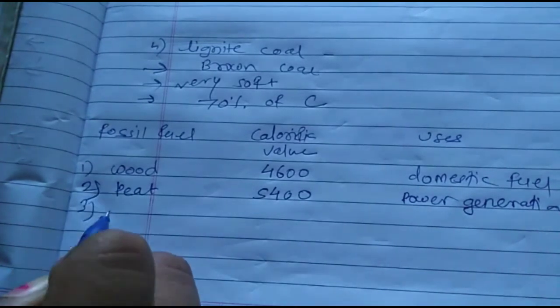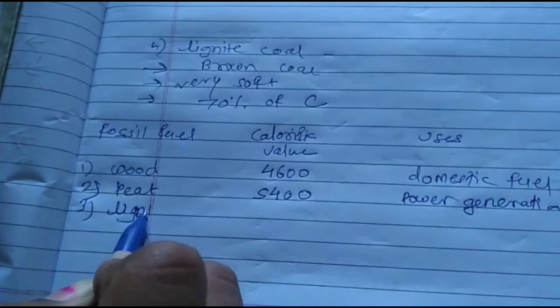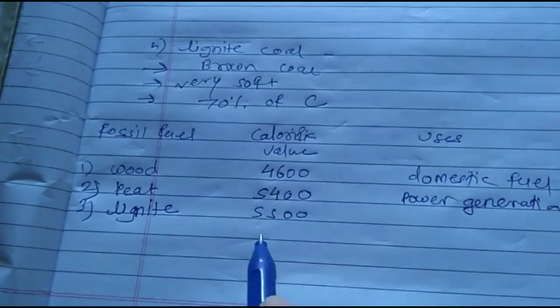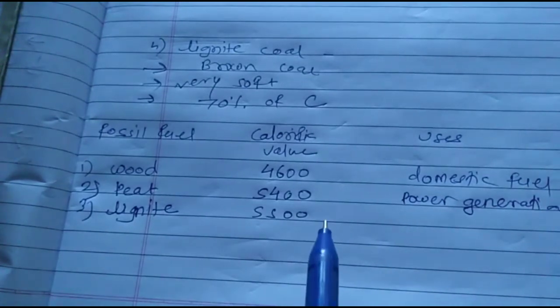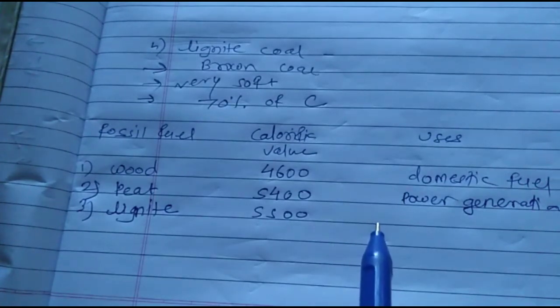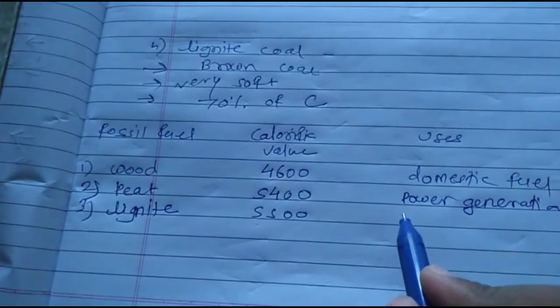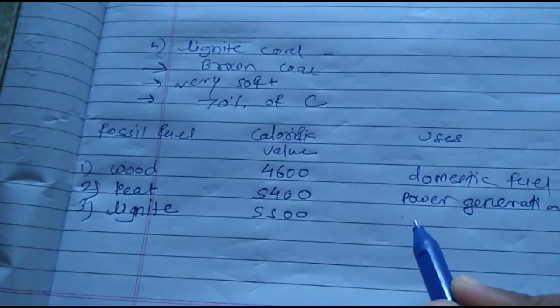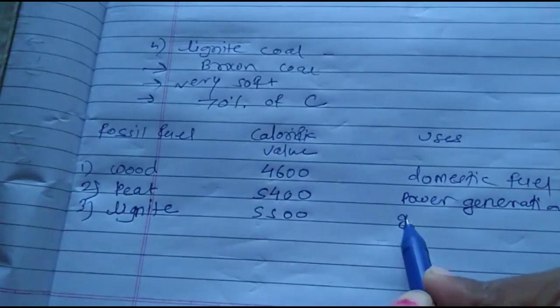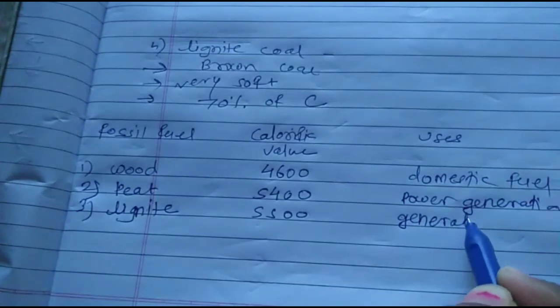Next is lignite. This has a calorific value of 5500 kilocalorie per kg. It is used to manufacture producer gas in a thermal plant for the generation of electricity.